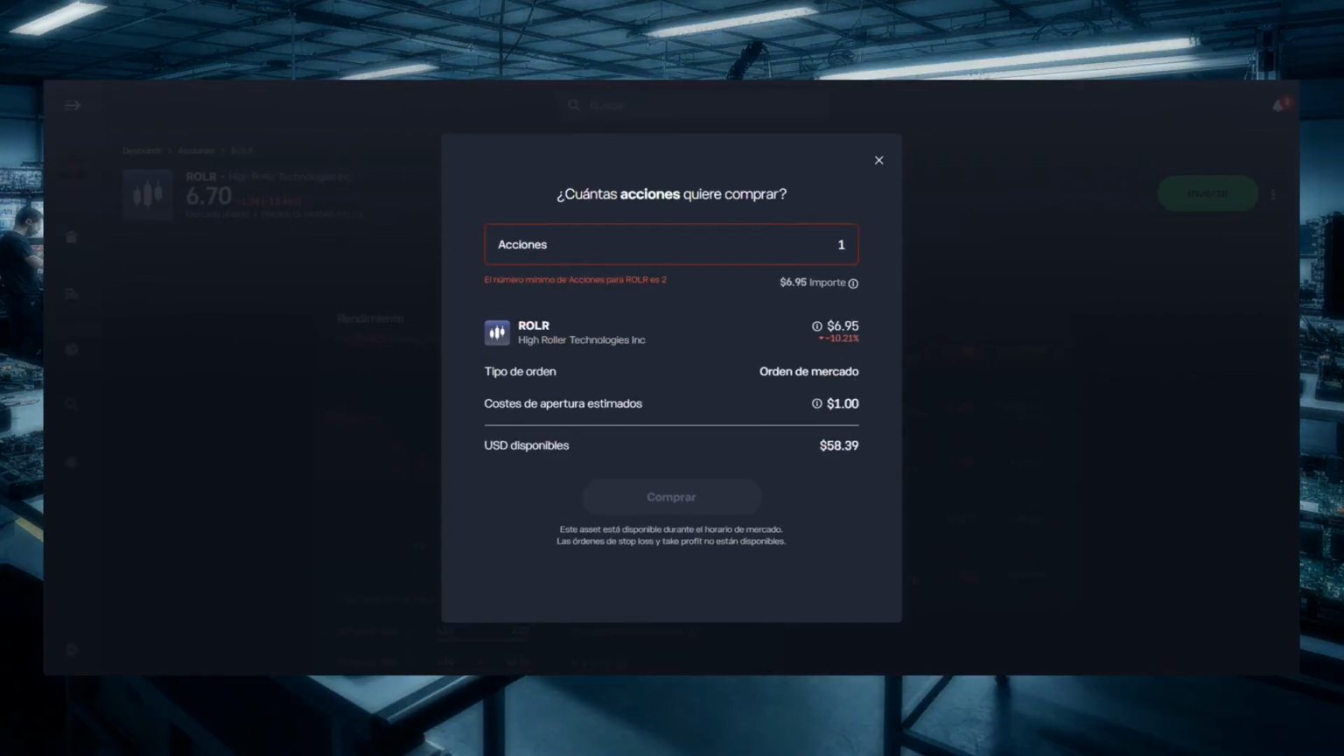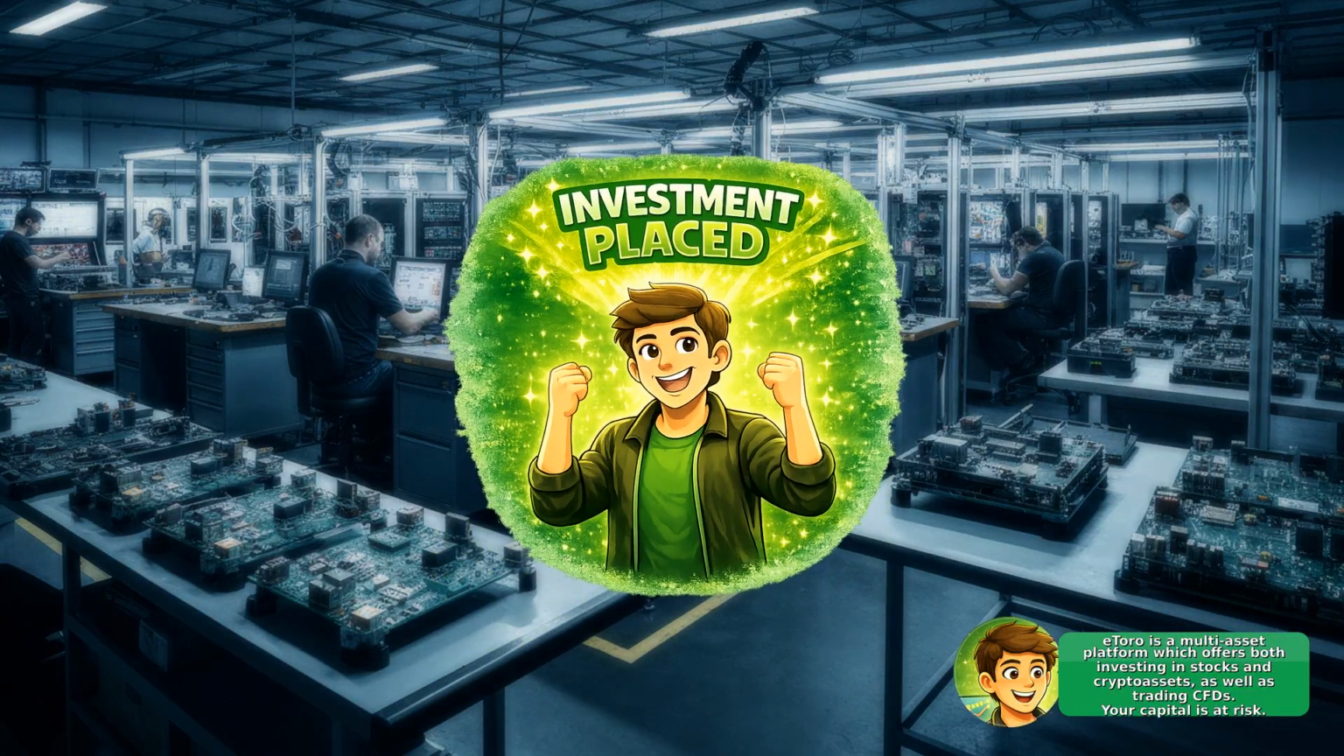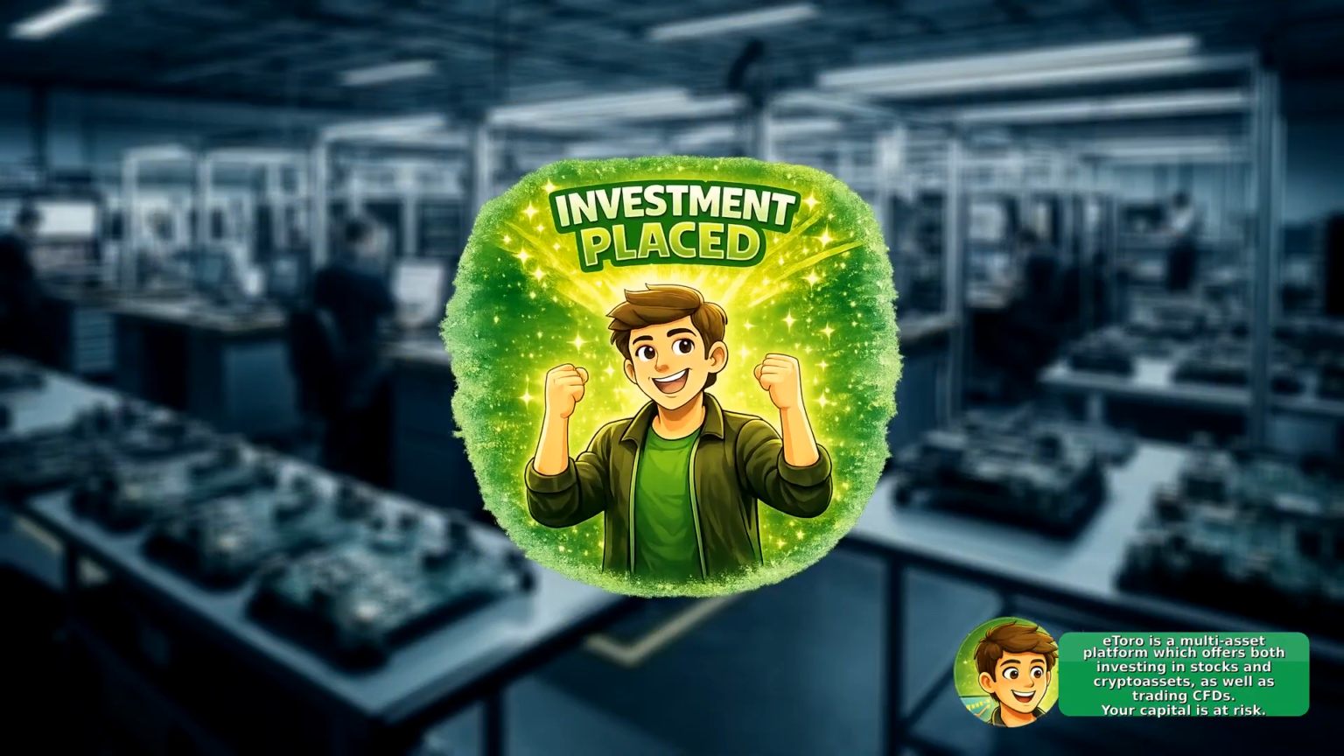Tap Invest, enter the amount you want to purchase, and review the order details carefully before confirming. If the market is closed, your order may be queued for the next session. And if you lack sufficient funds, the platform will prompt you to add money before the trade is placed. After execution, your position will appear in your portfolio where you can monitor it.